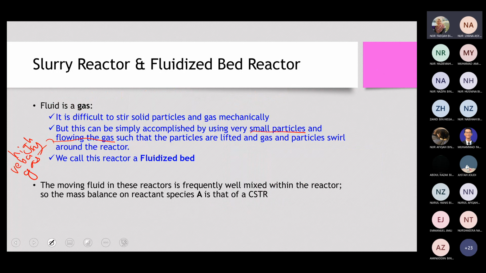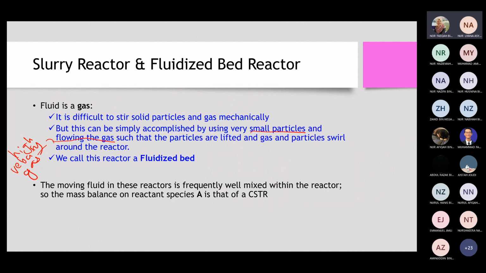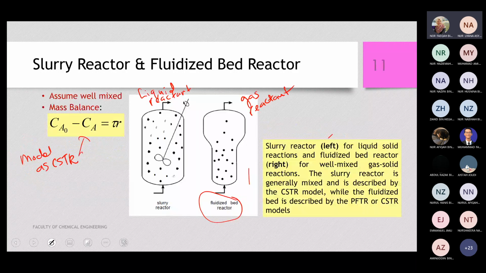If a high velocity gas is used in the fluidized bed, we can model the reactor as a CSTR. But if low velocity, because it depends on the velocity of gas to swirl around the mixture of gas and solid, it depends on the velocity of gas. If low velocity, we cannot assume it can be modeled as a CSTR, but we can model it as a PFR.